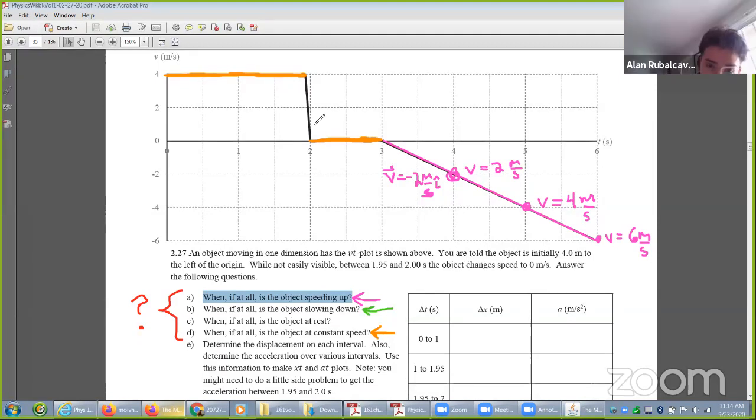Right before the 2 seconds. Yeah, right there. That's the slowdown, right? And so that's probably this time interval, right? Oh, wait, not that one. The one right after it. This one, 1.95 to 2 seconds.